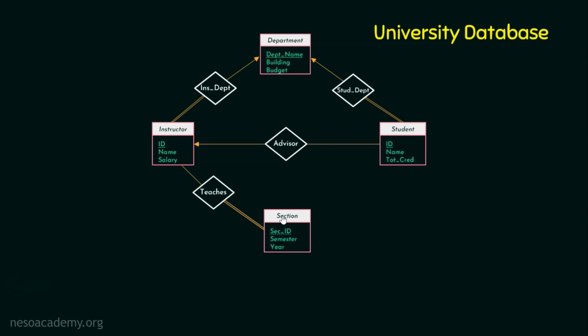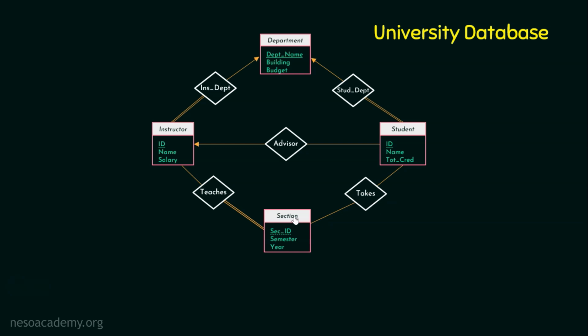Now coming to how section and student are related to each other. Students will be taking a particular section, or a section will be having a set of students. So obviously, I am representing it with the takes relationship. And what kind of relationship? Here there is no total participation. However, it is many to many.